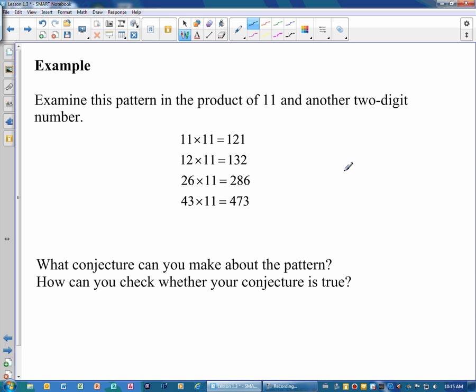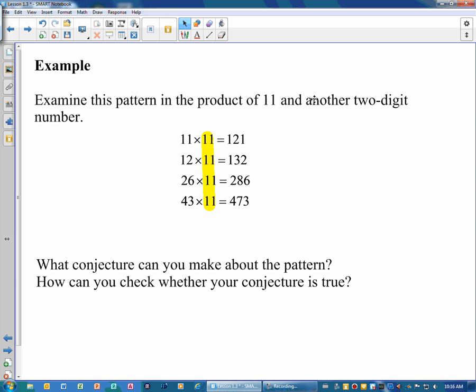So there's just one example in your book here. And it says, examine this pattern in the product of 11 and another two-digit number. It says, what conjecture can you make about the pattern? And how can you check whether your conjecture is true? Okay, so let's look at what happens. We have everything being multiplied by 11. Okay, so this stays consistent, all right?